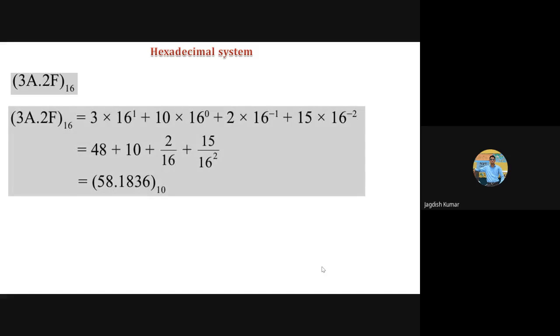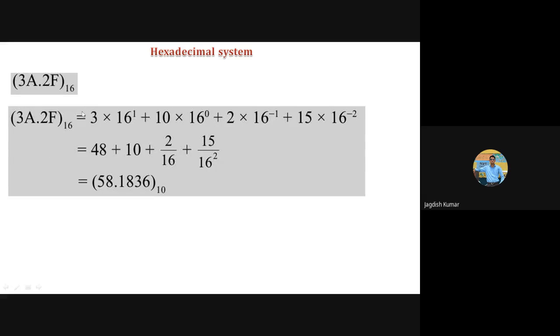So how to do this? Here is the detail. All those who got 58.1836 are correct. Here the base is 16. Now if the base is 16, the rules are going to remain the same. The weight for this digit is 16 raised to the power 0, and for this one it is 16 raised to the power 1. For 2 it is 1 by 16. For this digit it is 1 by 16 square.